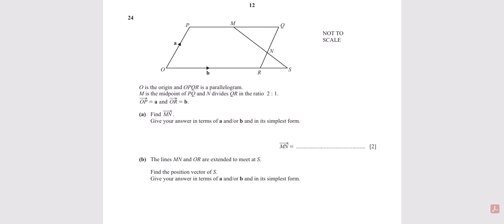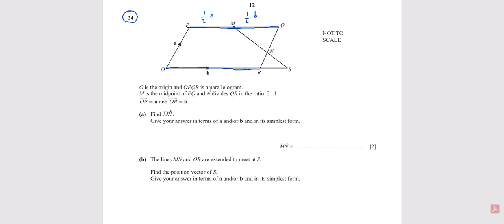The last question of this paper. On the origin, OPQR is a parallelogram. M is the midpoint of PQ. M is the midpoint of PQ means that this line, O to R, is equal to P to Q, which means this is a half, 1/2 B, and this one is also 1/2 B.